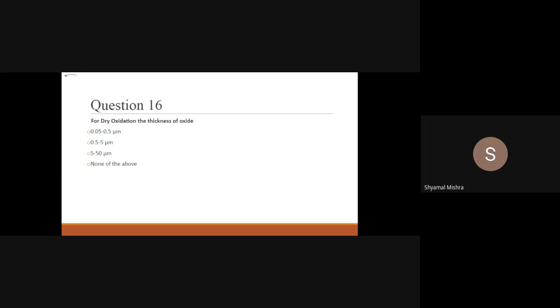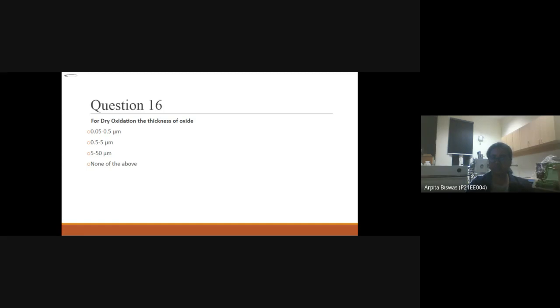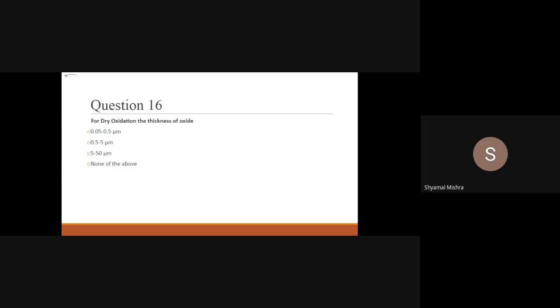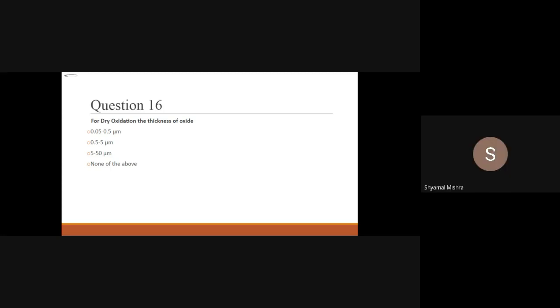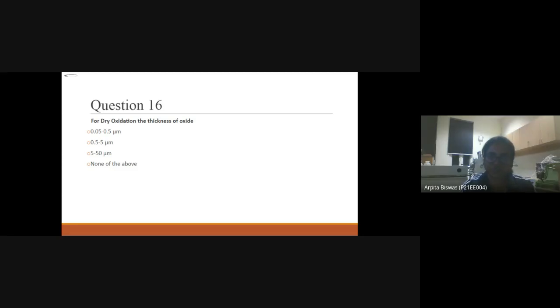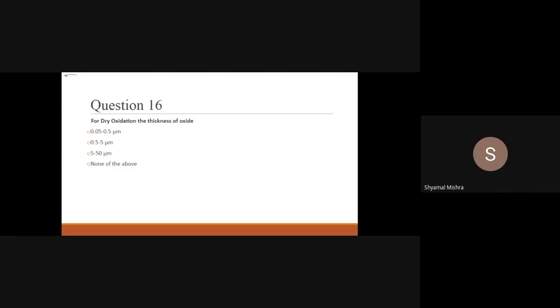Let's see. In dry oxidation, what is happening? The amount is less, and the quality is better, na? But the process is very slow. So for dry oxidation, the thickness of the oxide layer is also thin. Now tell me the right option. The thickness of the oxide is 0.05 to 0.5 micrometer. Which option? Option B or A? A. Okay. Preetham? A. Okay.